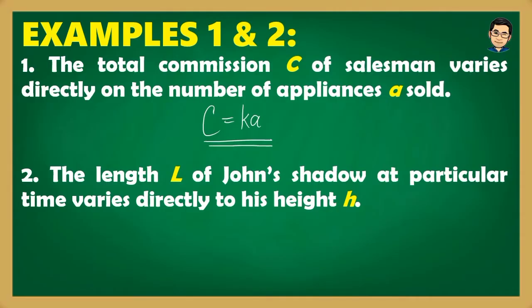Where C is the commission and then yung A yung number of appliances. Okay, and then yung K naman dito, so yun yung constant of variation natin na hindi nawawala po sa isang equation of variation. Next, the length L of Jan's shadow at a particular time varies directly to its height H. So yung haba ng shadow ni Jan, yung anino, is nakadepende dun sa kanyang height. Okay. So, sulat lang natin siya as L is equal to KH. Yan po yung mathematical equation niya.